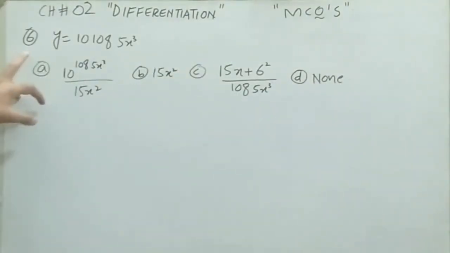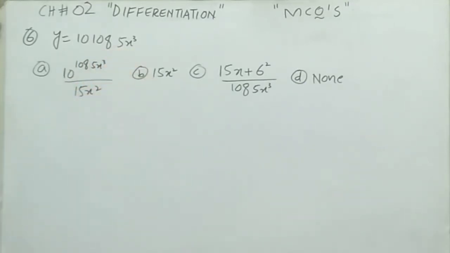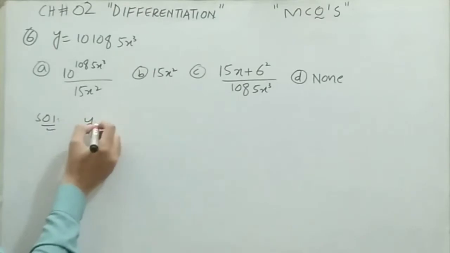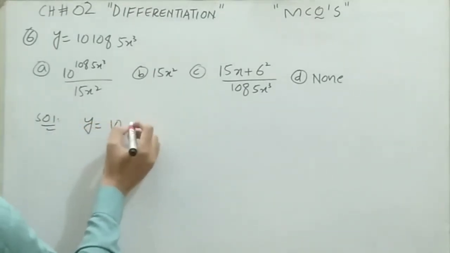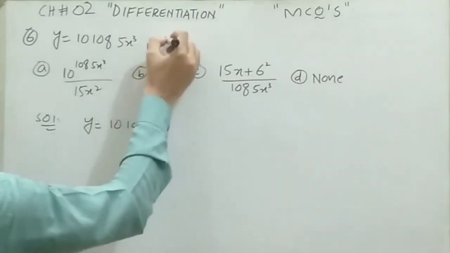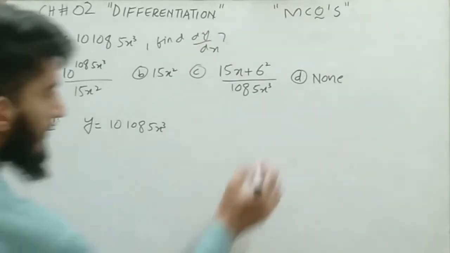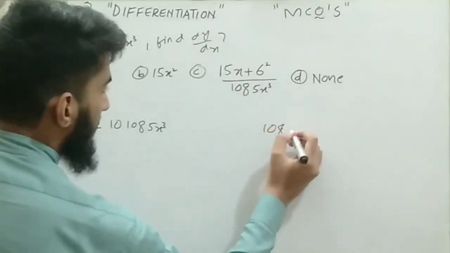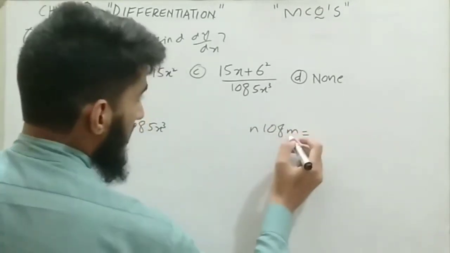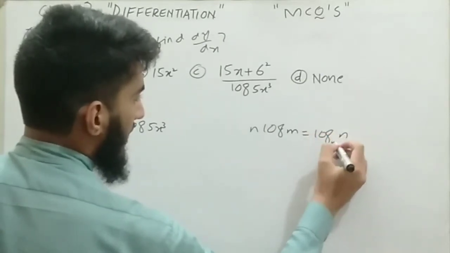Now move toward MCQ number 6. It tells that y is equal to log of 10 log of 5x raised to the power 3. So move towards solution. Taking the given function y is equal to 10 log of 5x raised to the power 3. That tells us to find dy by dx for this MCQ number 6. Remember we have a formula learned that n log m will always be equal to log of m raised to the power n, so these will replace each other. We can also write it as log of n to the base m.